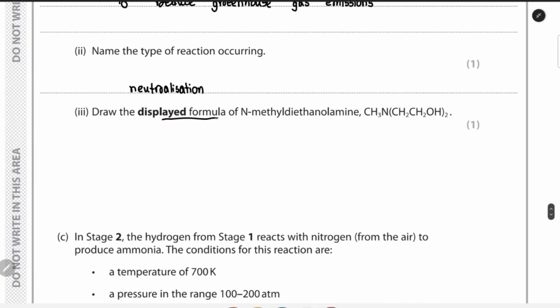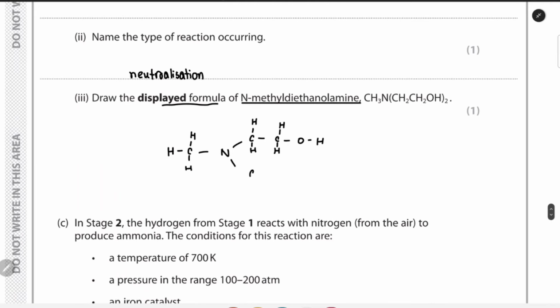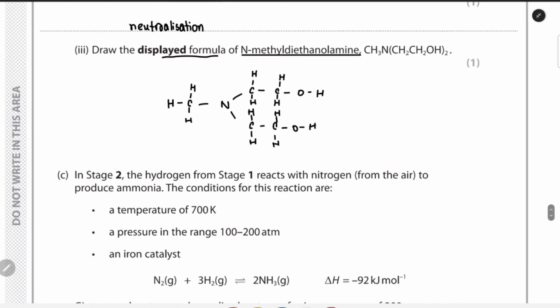Now we have to draw the displayed formula of N-methyldiethanolamine. So we have a CH3 over here, then we have a nitrogen, and this is joined to two other CH2OH groups. So a CH2 and an OH over here, and the same thing repeats over here. So another CH2OH. This is the displayed formula.